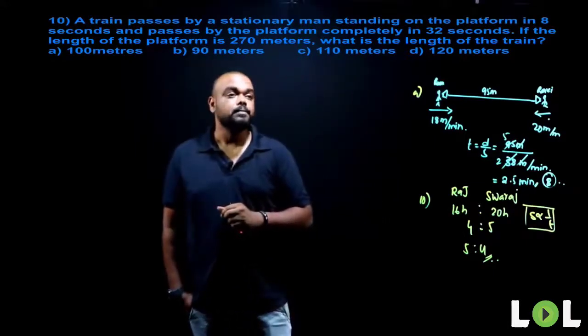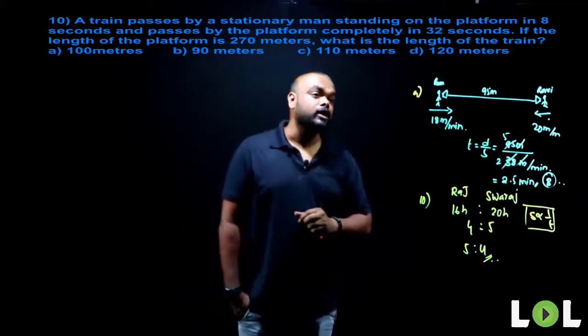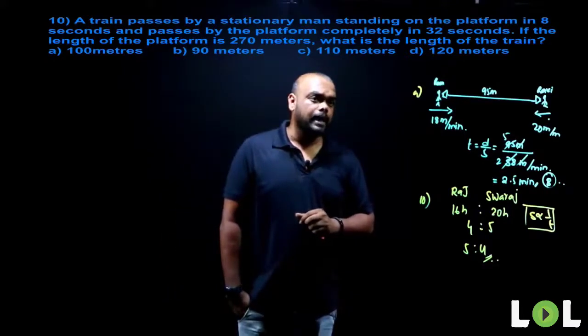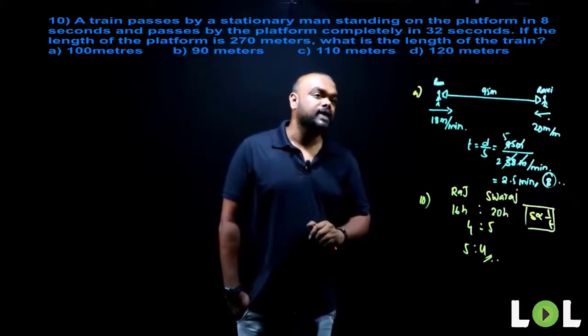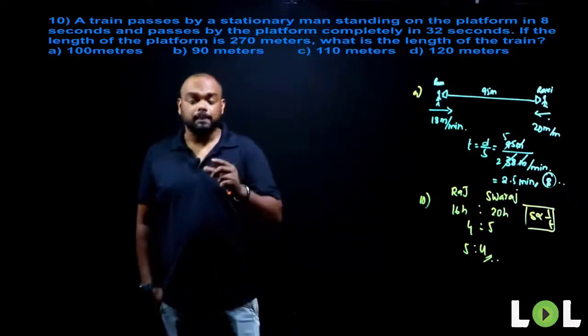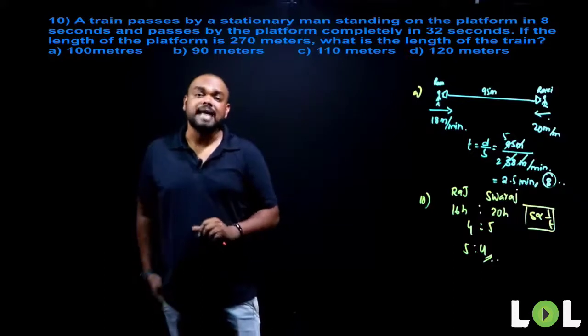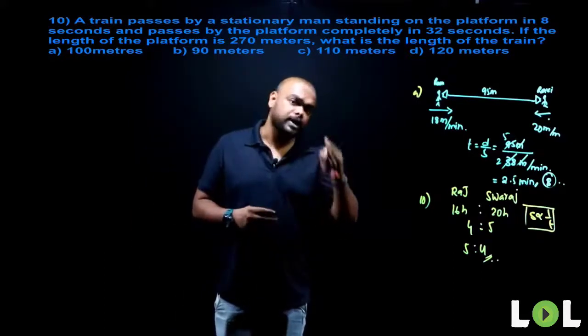A train passes by a stationary man standing on the platform in 8 seconds, and passes by the platform completely in 32 seconds. If the length of the platform is 270 meters, what is the length of the train? See here, this is a two-scenario question. What is happening? In one scenario, the train is crossing the man. In another scenario, the train is crossing the platform.